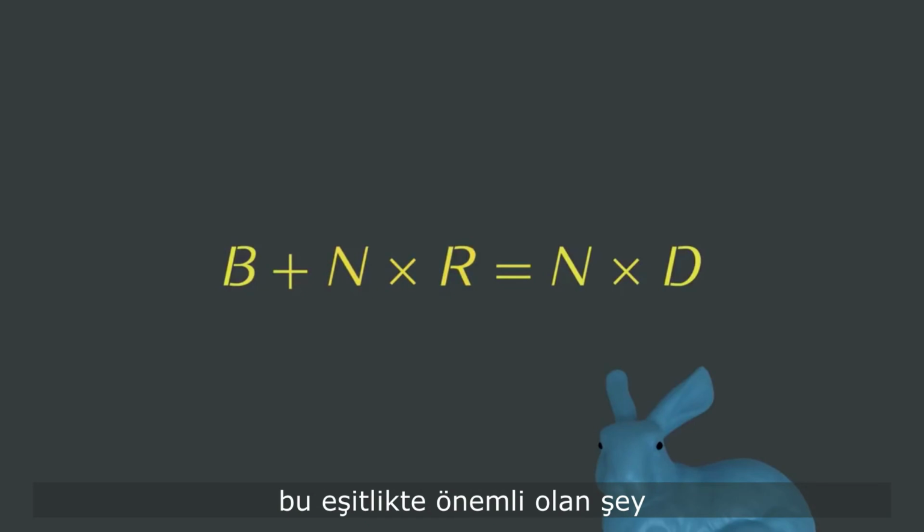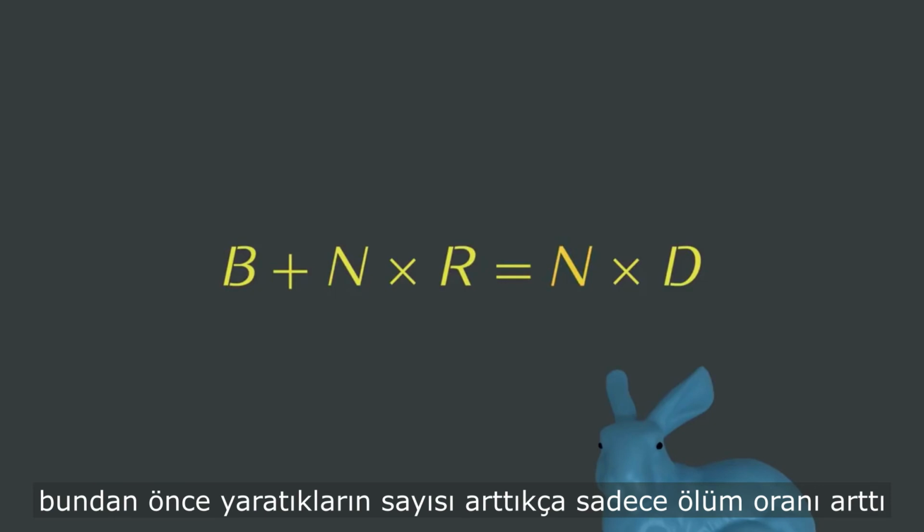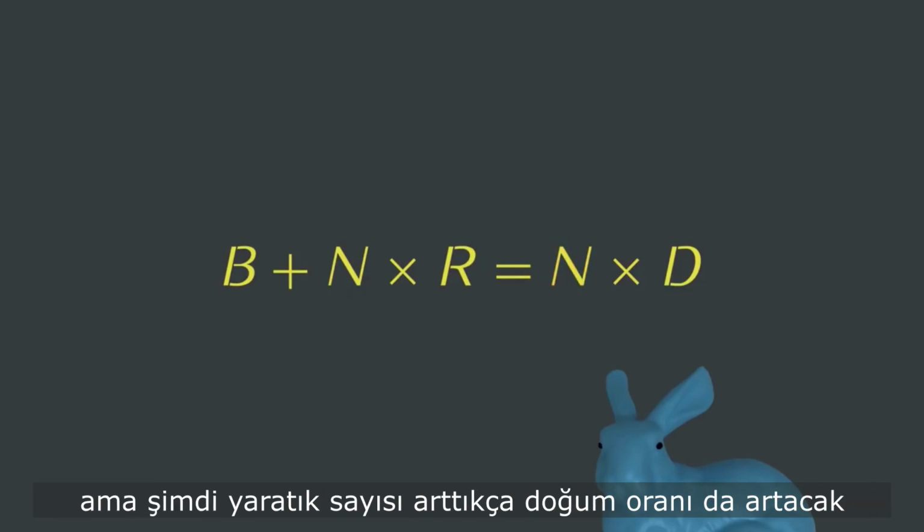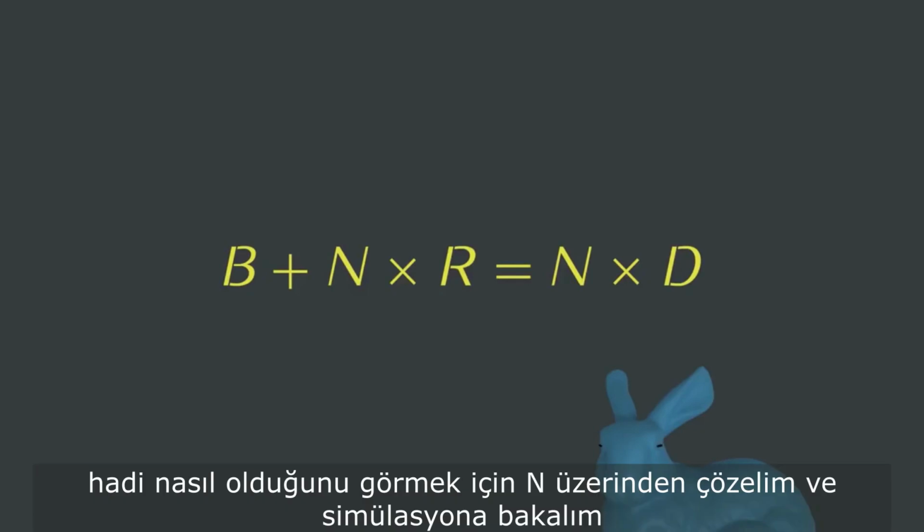The significant thing about this equation is that n is on both sides. Before, just the death rate went up as the number of creatures grew, but now the birth rate also grows as n gets bigger. To see this in action, let's solve for n and look at a simulation.